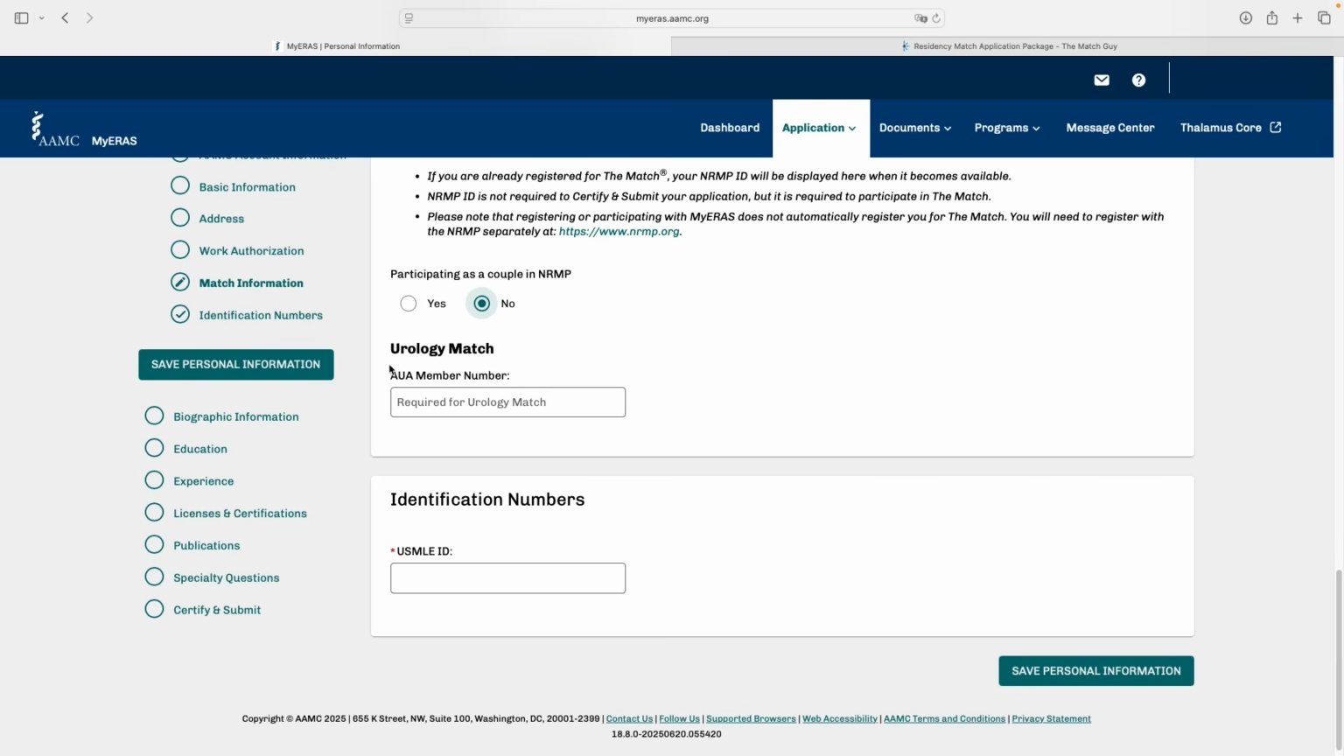Now, if you're participating in the urology match, you can add the AUA member number, because again, you might be participating in ERAS, but not necessarily in the NRMP match. And then you add your USMLE ID that you have access to through your USMLE reports. Click save, and let's go to the biographic information.